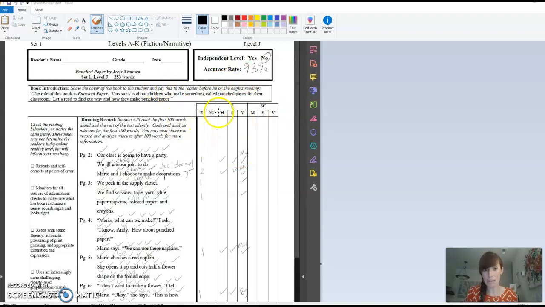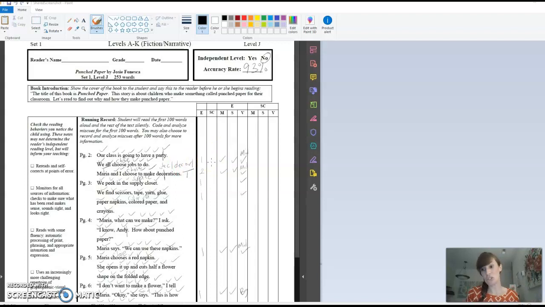That's the E column. The SC is for self-corrections. So that's when a child makes an error and then they self-correct. If a child self-corrects, that error does not count against them. So if she had said, we all choose jobs to do, that would not count as an error because she fixed it, but it would count as a self-correction.